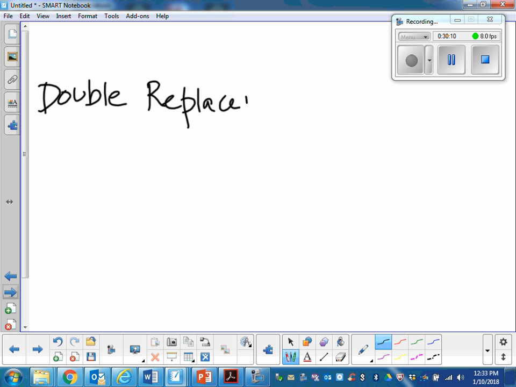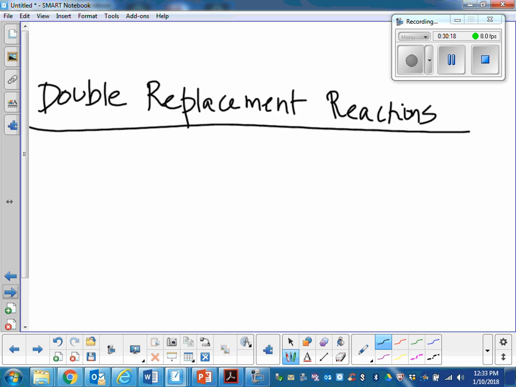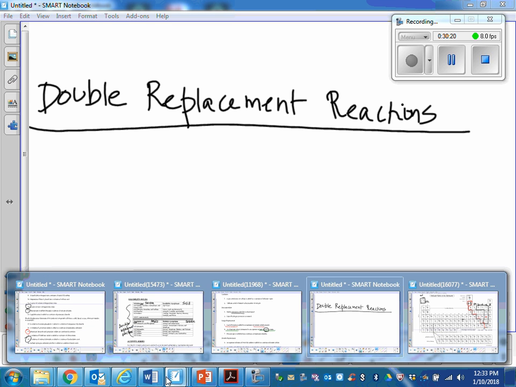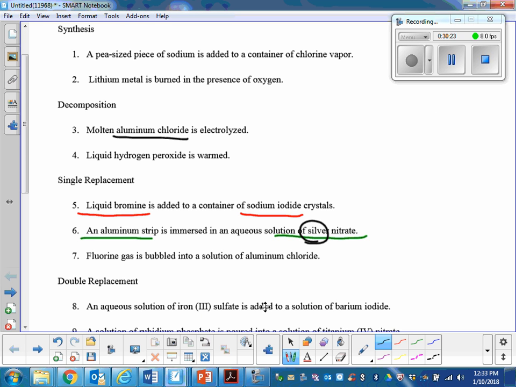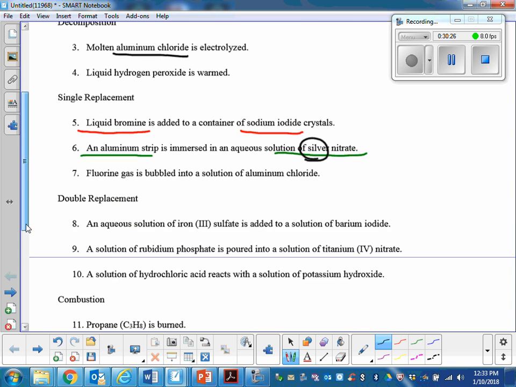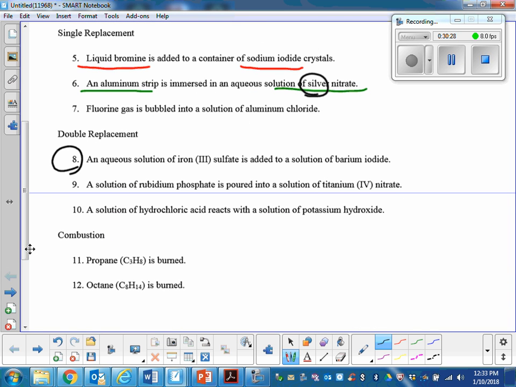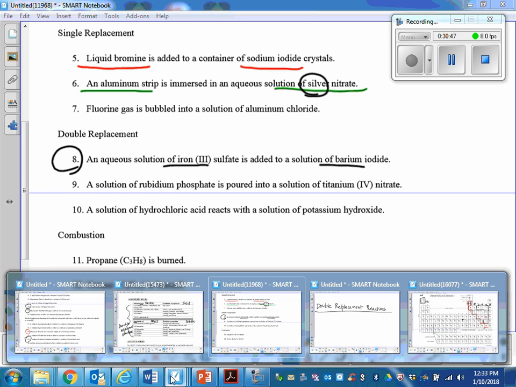Double replacement reactions. Okay? Let's look at an example for double replacement reaction. We are doing the first one. An aqueous solution of iron 3 sulfate is added to a solution of barium iodide. Okay? So, iron is a metal, correct? Any negative polyatomic ion will be the female portion, alright?